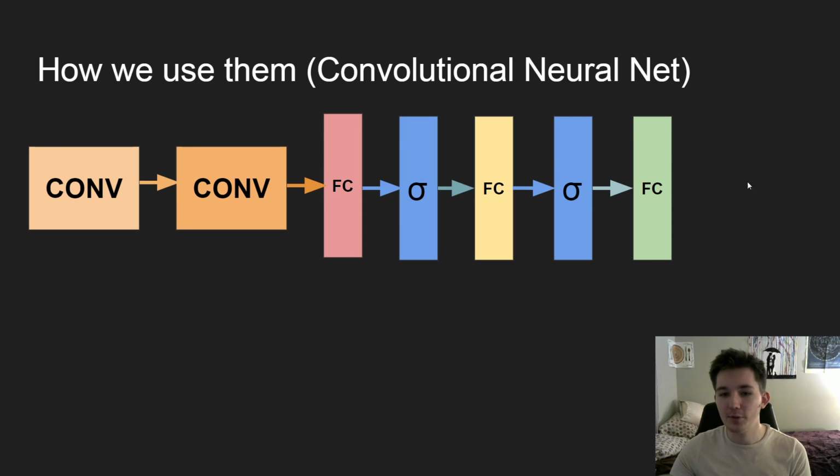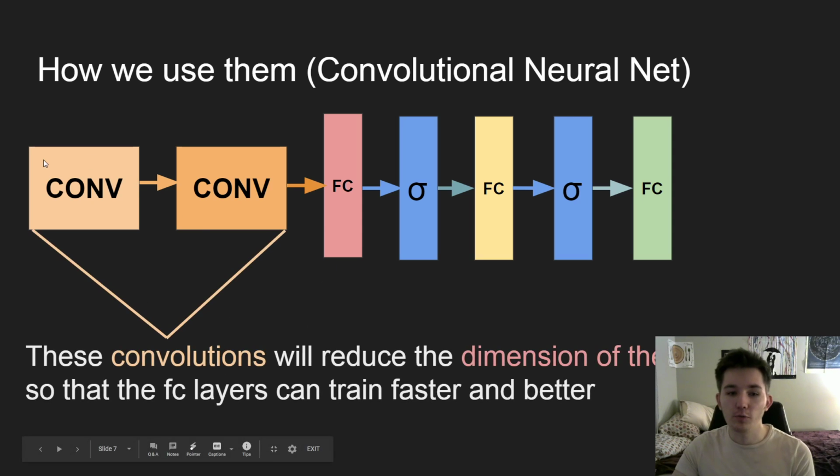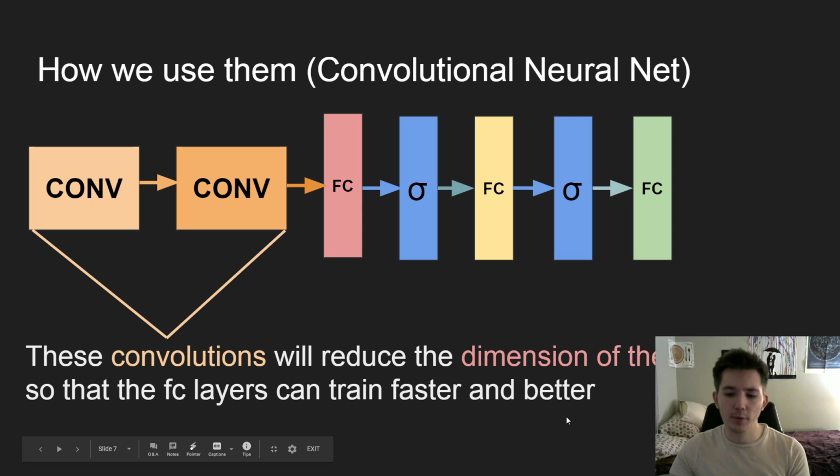So we can have pretty complex networks like this, and we can have as many convolutions as we'd like, although there is reason to only have so many. So what we see is that these convolutions will reduce the dimensions of the data, or will reduce the size of individual pieces of data. They don't necessarily do that, but we can do that, so that the classifier here will train faster and better. Really, we want to harp on that second part.